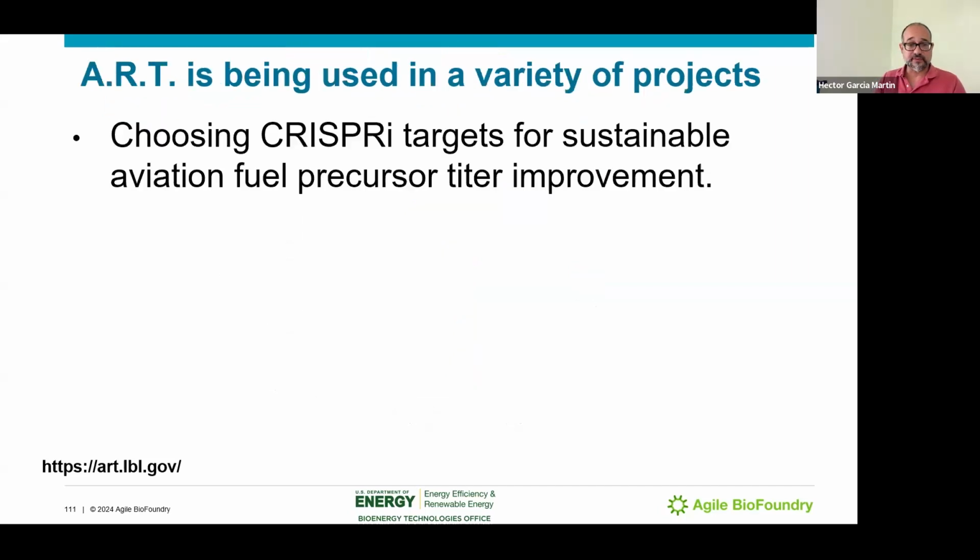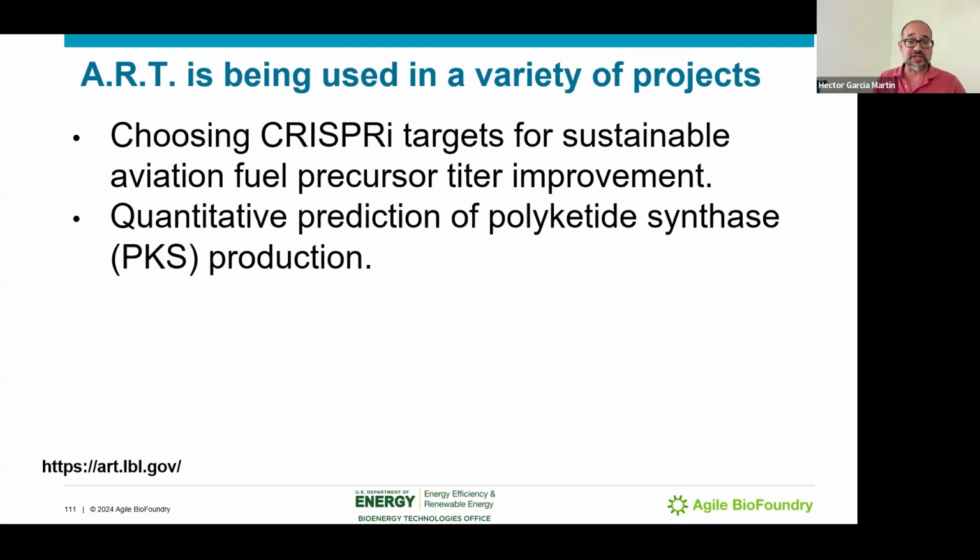Next one. As I said, ART can take a lot of different inputs, and we're using it in a variety of projects. For example, one of them is choosing CRISPR-I targets to improve the titer of the sustainable aviation fuel isoprene. We're also using it to make the first quantitative predictions of polyketide synthesis. We take as inputs the features from the sequence, the phylogeny, and the chemical structure of polyketide synthases, and we're able to predict, for the first time, I think, quantitatively, the production of those polyketide synthases.